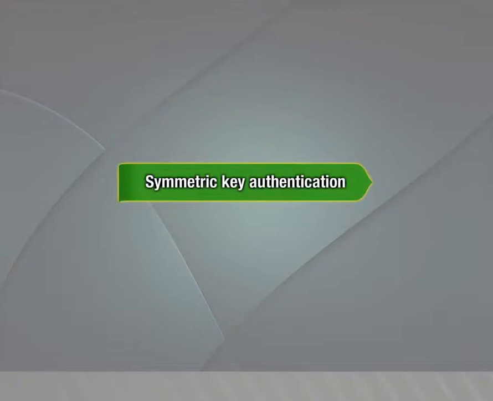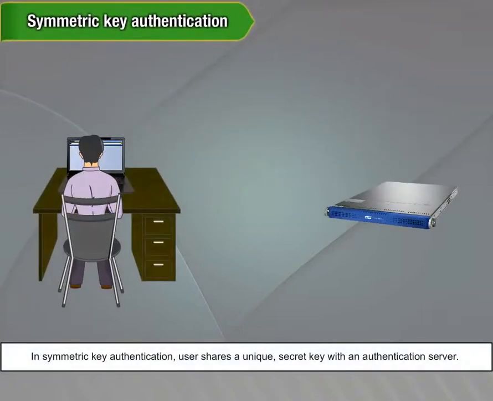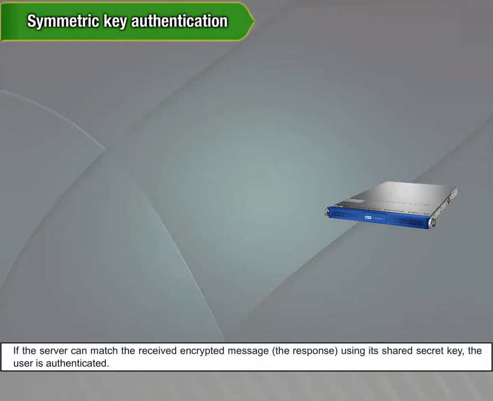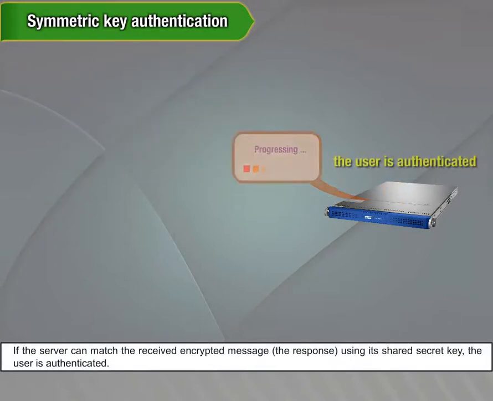Symmetric key authentication. In symmetric key authentication, user shares a unique secret key with an authentication server. The user may be required to send a randomly generated message, that is a challenge, encrypted by the secret key to the authentication server. If the server can match the received encrypted message, that is the response, using its shared secret key, the user is authenticated.